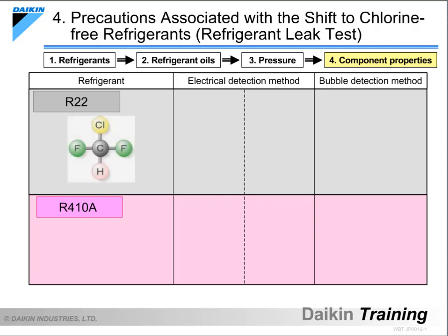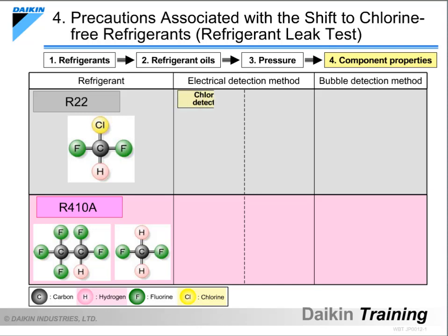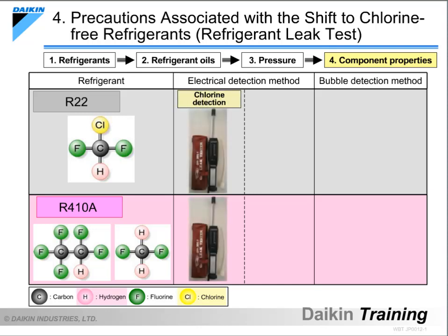As stated earlier, R22 contains chlorine, while R410A is a new refrigerant that does not contain chlorine. When conducting a refrigerant leak test, the electrical detection method is used for R22 in order to judge whether there is any leakage with a sensor that detects chlorine in the refrigerant. Meanwhile, the new refrigerant, R410A, does not contain chlorine, and the method conventionally used for R22 would not be able to detect any leakage.